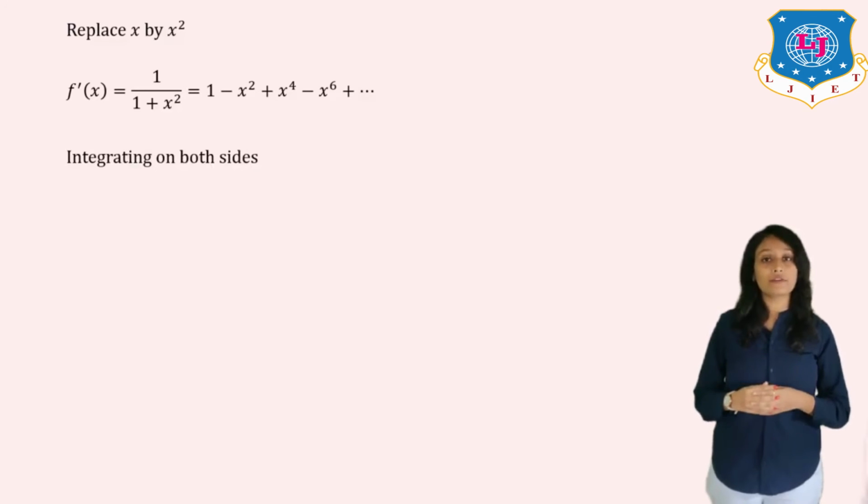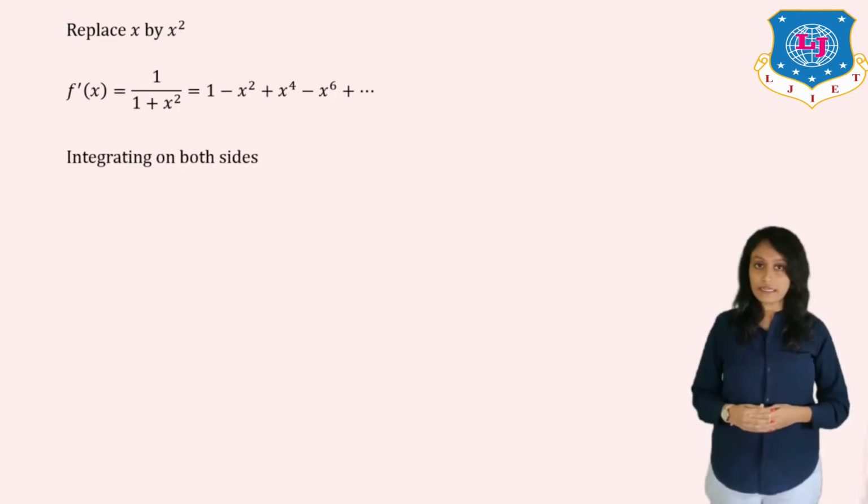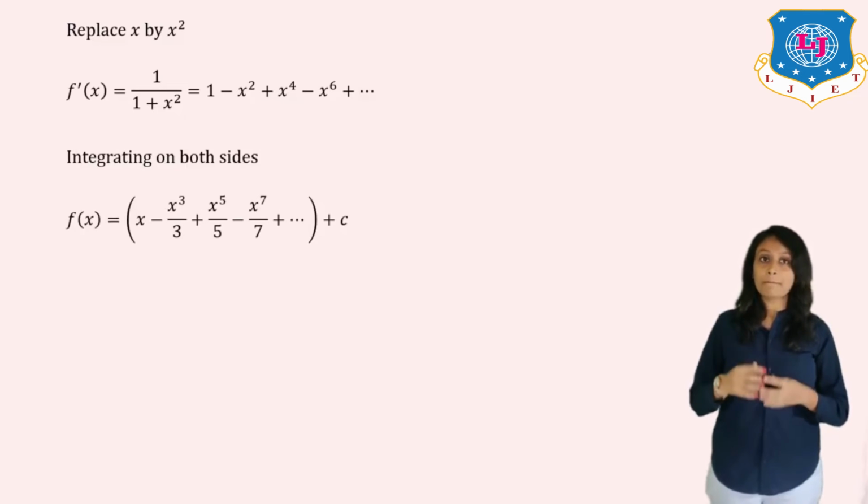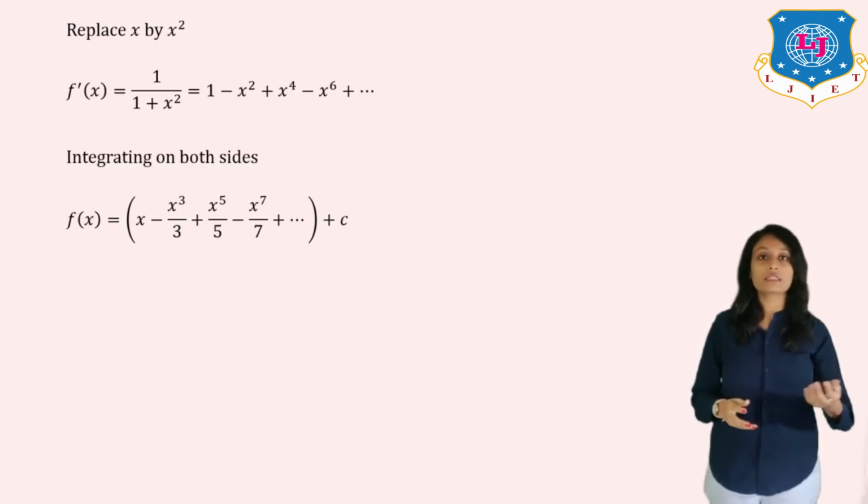Okay, now to find the function f(x), we will integrate it. So on integrating, you will get f(x) equals x, that is the integration of 1, minus the integration of x square, that is x cube upon 3, plus x raised to 5 upon 5 minus x raised to 7 upon 7 and so on, plus c.